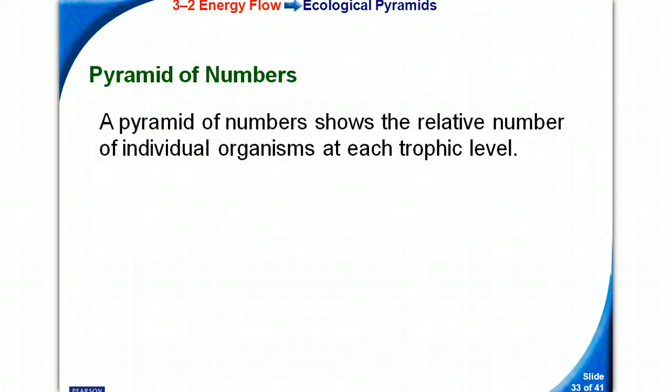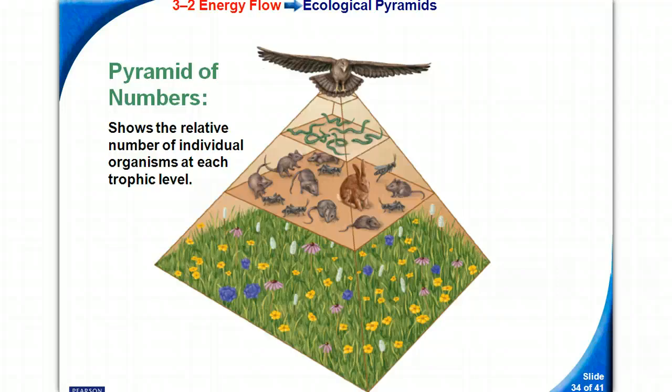Pyramid of numbers. A pyramid of numbers shows the relative number of individual organisms at each trophic level. This one shows the relative number of individual organisms at each trophic level. All right, so see all the grass. So all this grass, this amount of grass, can feed this number of first level consumers, which is 1, 2, 3, 4. All right, you see this?